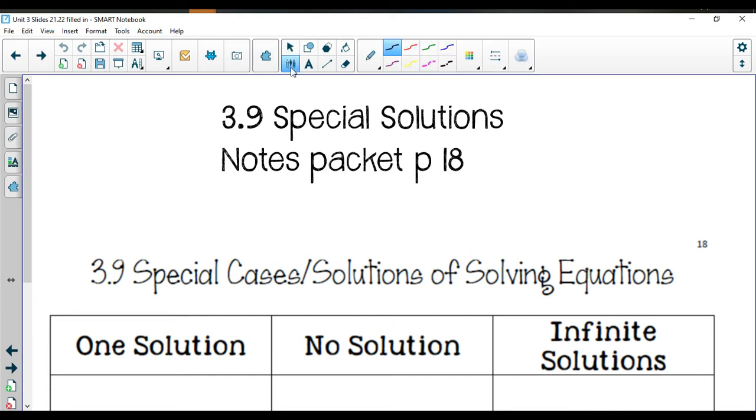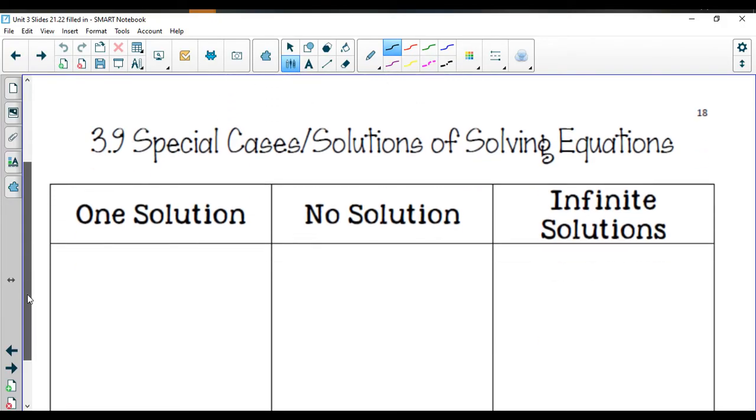The final lesson for Unit 3 equations is Lesson 3.9. It's about special solutions and special cases when we solve equations. This is on Notes Packet, page 18.